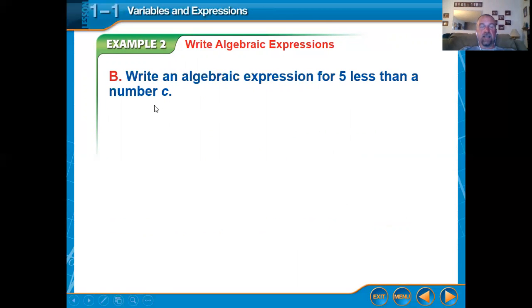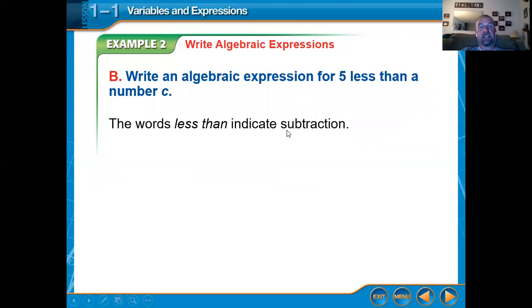5 less than the number c. This is a problem. 5 less than something means you have to take 5 away from something. So a common mistake, well, first of all, less than indicates subtraction. Let's get that out of the way. So less than indicates subtraction, and subtraction cannot be reversed.